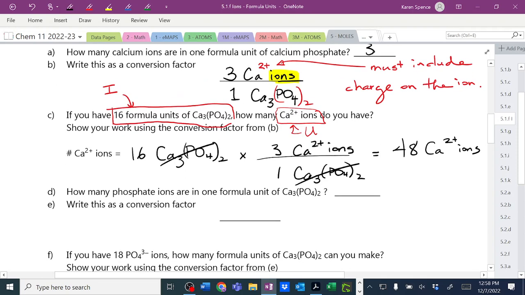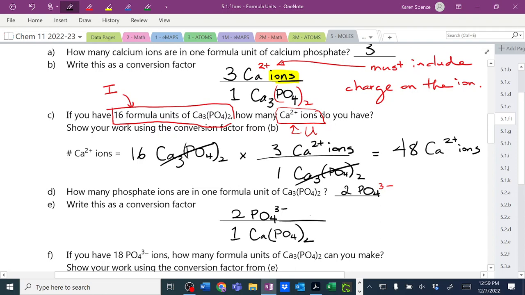How many phosphate ions are there in one formula unit of calcium phosphate? There are 2. Okay, so we have 2 phosphates. And it's not just PO4, it's PO4 3 minus. So we're going to write that as a conversion factor. There are 2 PO4 3 minus for every 1 calcium phosphate.